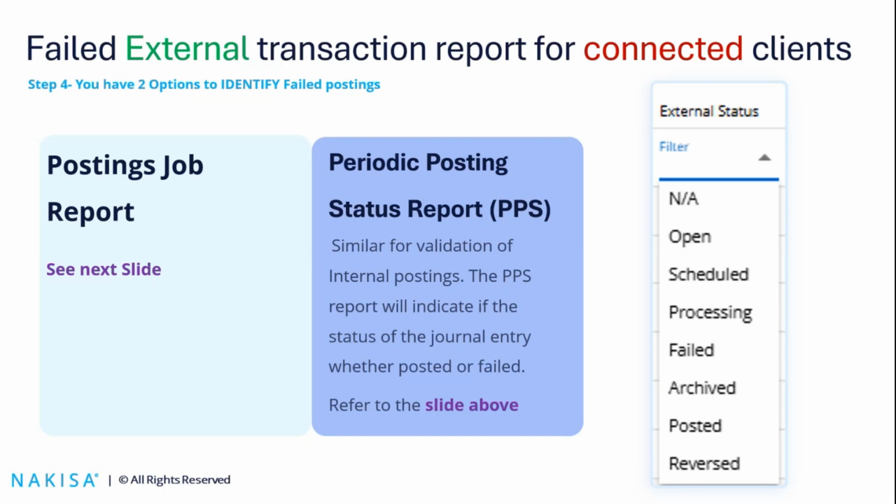So the periodic posting status report, which I had mentioned earlier, I can share the Excel file and show you the different statuses as well. But basically, it can also be used for external transactions. There are always two columns for each journal entry, one for internal and the other for external. So you can use this report to compare both the internal statuses as well as the external statuses.